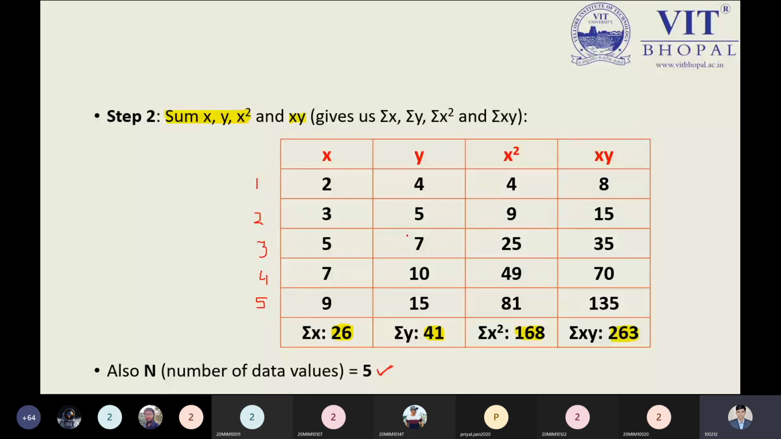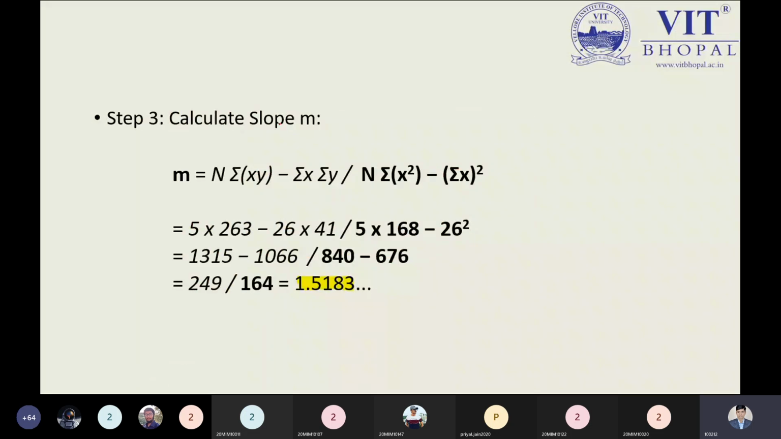Moving to the next step, that is the third step, you need to calculate the slope. So what is the formula, as we have seen many times, and this is the point I have written over here. The slope formula will be n into summation of the xy. This value we have already calculated, so that is 263, and n we have 5. We have already got this answer from the previous slide. Summation of the x we got 26, and summation of the y we got 41.